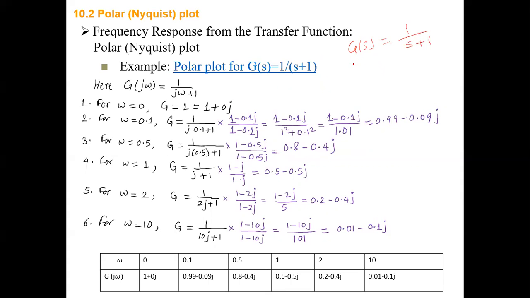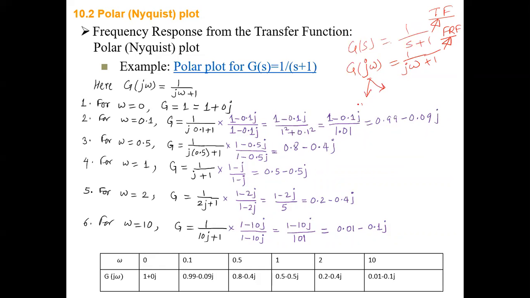So what is the real part? How do you change this to the frequency response function? Simply replace your s by j omega. That becomes the frequency response. This is your transfer function, this is your frequency response function. This is your TF, this is your FRF. You simply replace s by j omega. That's all. Now find the two parts of this.